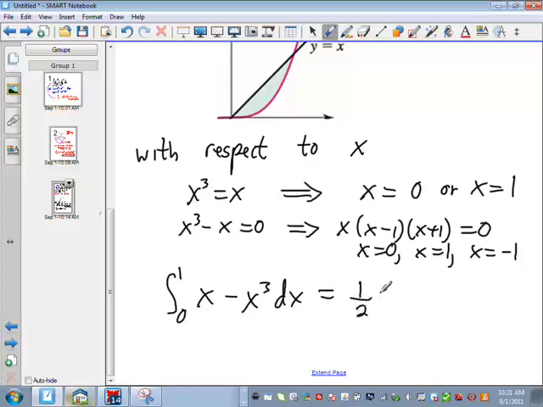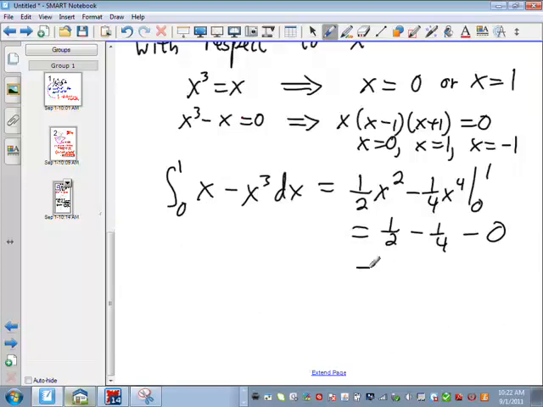This is equal to 1/2 x squared minus 1/4 x to the 4th, evaluated from 0 to 1: 1/2 minus 1/4 minus 0. And notice again, I'm skipping steps. Feel free to tell me not to do that. Plug in 1: 1/2 times 1 squared minus 1/4 times 1 to the 4th is 1/2 minus 1/4. You plug in 0, everything goes away, right? So 1/2 minus 1/4 is 1/4.